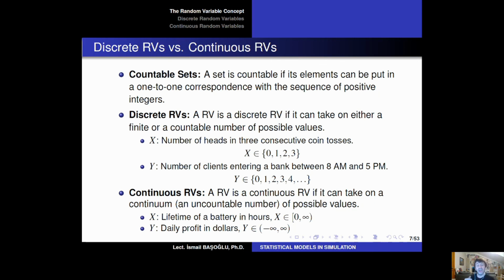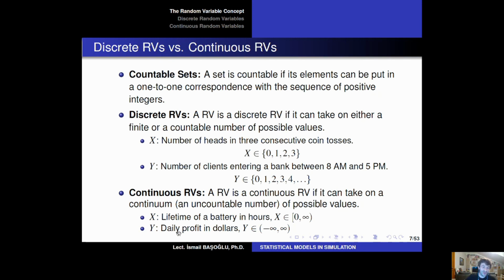In fact, if I ask you to count the time, you should answer me, I cannot count the time. I can only measure the time, right? If the value of a random variable is not countable but measurable, then that random variable is a continuous random variable. So the daily profit in dollars.